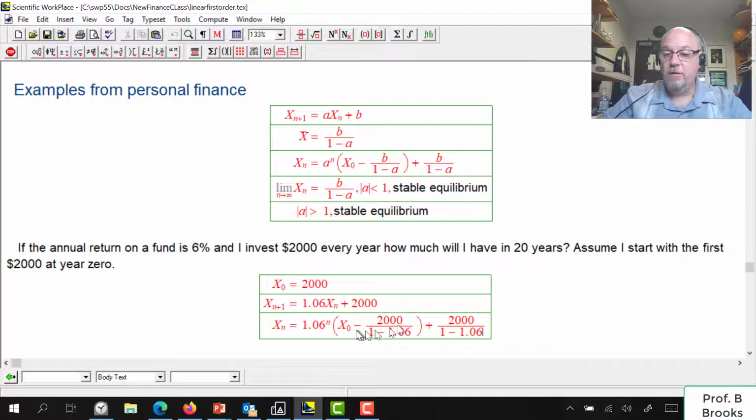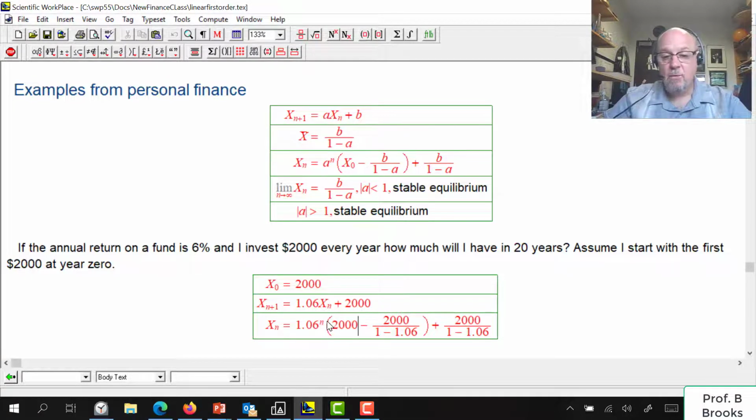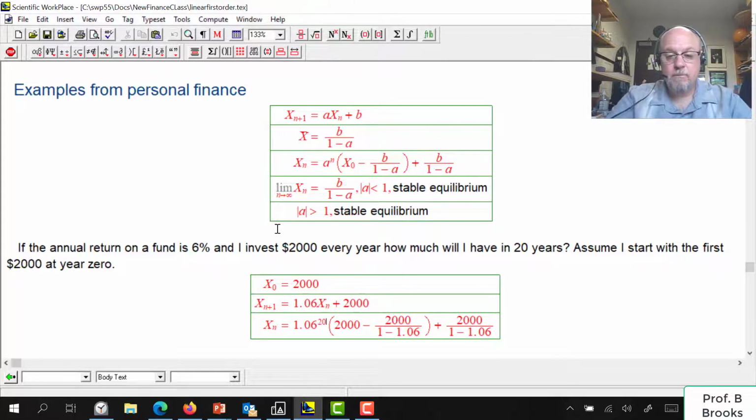Okay, so I filled in the X naught. The X naught is the 2,000. I'm assuming I'm starting with that. So the only thing I don't have here is the X sub n, and I don't have the N. What's my actual question? How much money will I have in 20 years? So I have the N, it's 20. So I'm making 20 investments, so in 20 years.